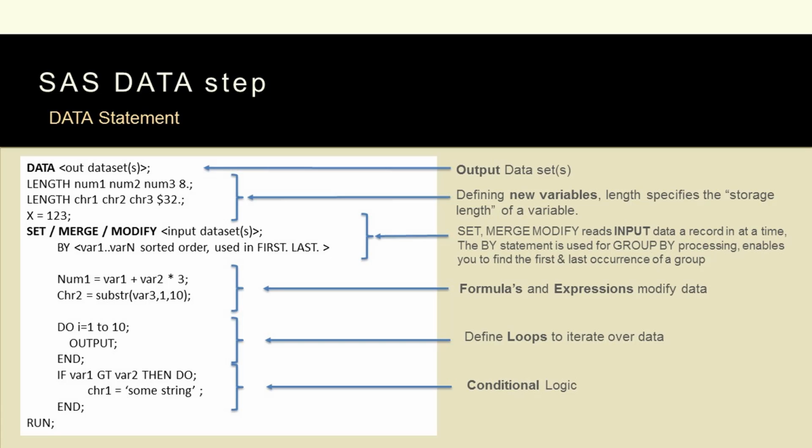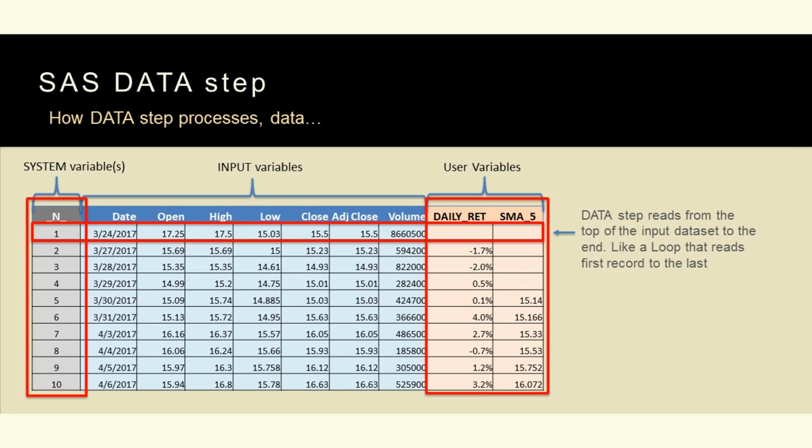Finally, you can do normal formulas and expressions to modify data. You define loops to iterate over data. SAS supports things like arrays, so often you will load things into an array and then iterate over it. And then finally, SAS has its own way of doing conditional logic. So here, if variable 1 is greater than variable 2, then do something. In SAS, you can read in the syntax, there's a couple different ways you can do greater than, less than, greater than or equal to. Let's go look a little deeper.